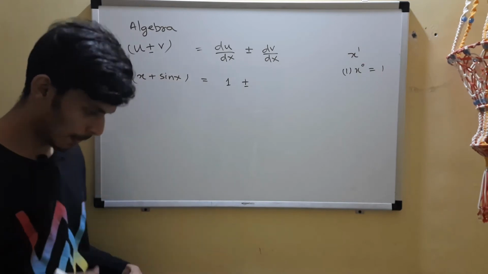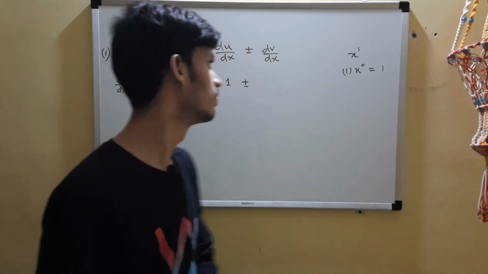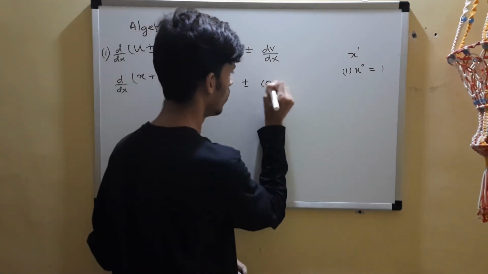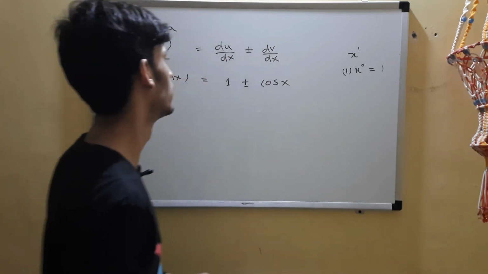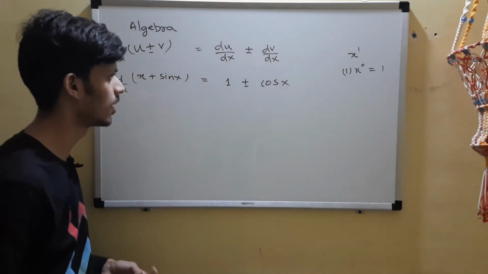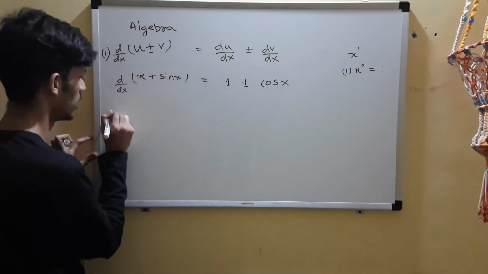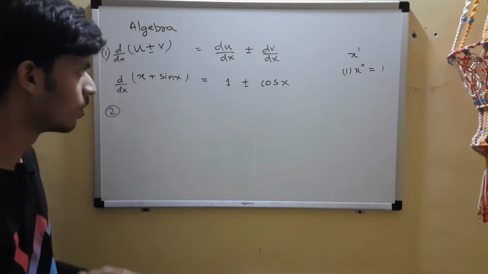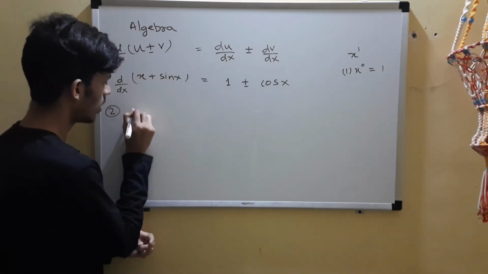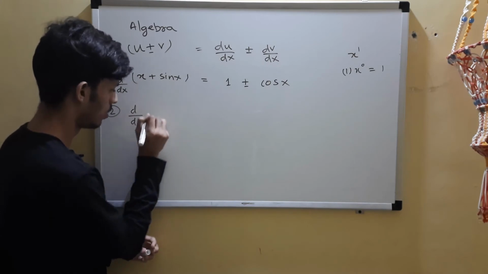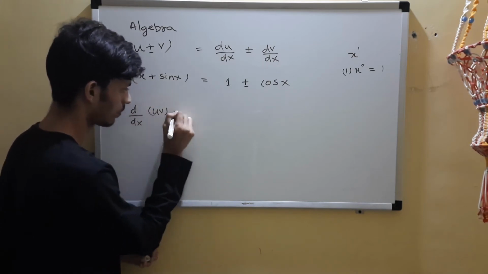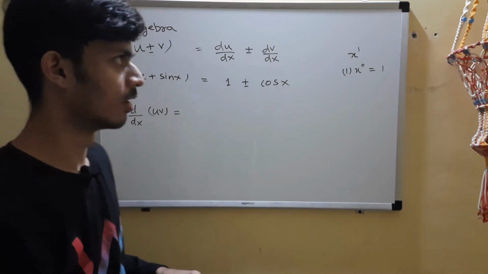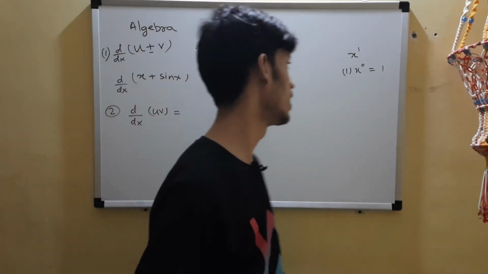And what is the derivative of sine? Cos, right? No minus sign, cos x. So as simple as that. Okay, that was just an example. Now let's go for number 2. Number 2 is, what if they are in multiplication, u into v. So you want to find the derivative of two functions which are in multiplication.